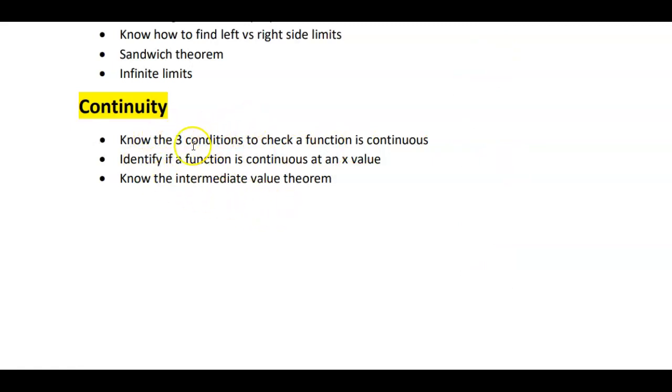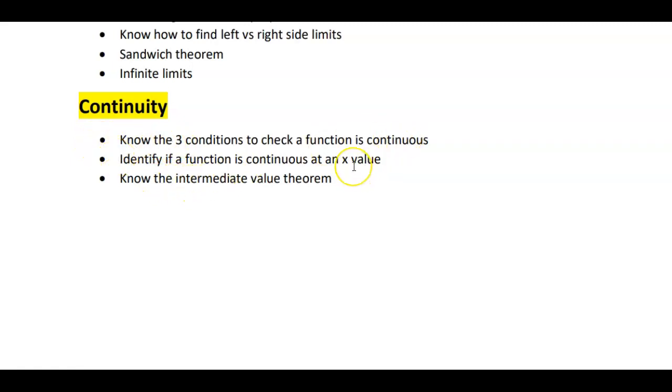One of the conditions is, let's say a is an x value. So first condition, f of a exists. Second condition, the limit as x approaches a of f of x exists. And if both of them are equal, then it is continuous, right?